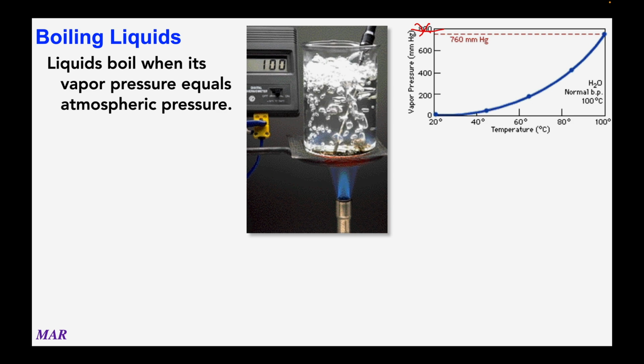So when the blue line, which is the vapor pressure curve, and notice how it increases with temperature, when the vapor pressure equals the atmospheric pressure, that's where boiling occurs. And so normally water boils at 100 degrees Celsius. Technically, 100 degrees Celsius is called the normal boiling point. A normal boiling point is just when the external atmosphere is equal to 1 atmosphere. And we'll talk about this in a little bit.